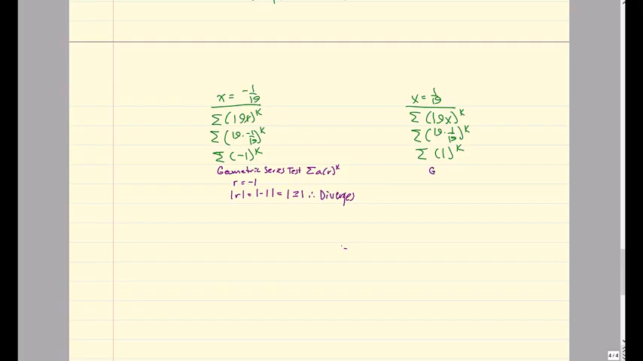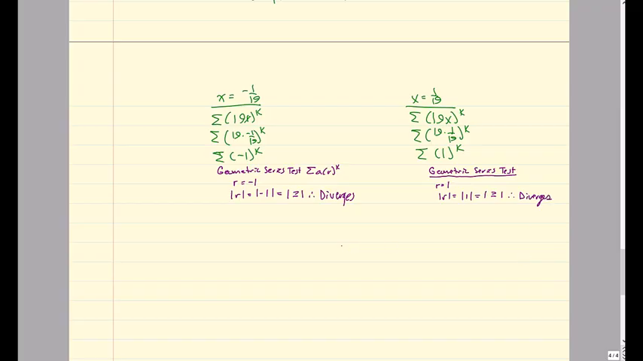Same thing's going to happen here. This is a geometric series test. I could also use the nth term test for divergence here as well, but I like the geometric series test. So this is r equal to 1. I look at the absolute value of r, the absolute value of 1, which is greater than or equal to 1, therefore this diverges. So each of the endpoints diverge.